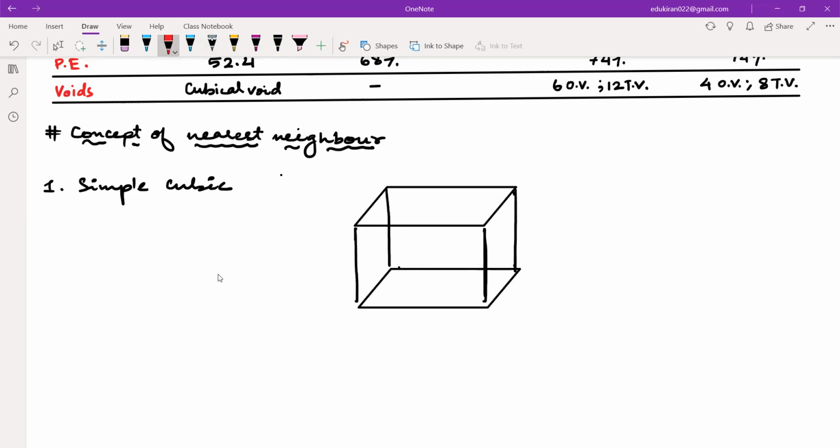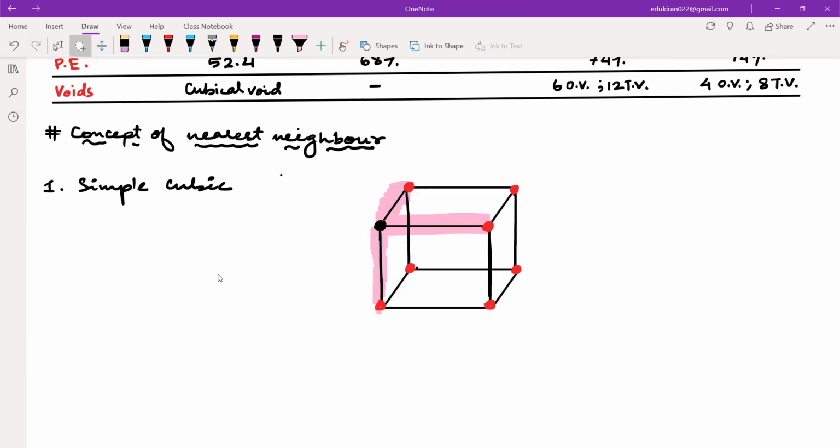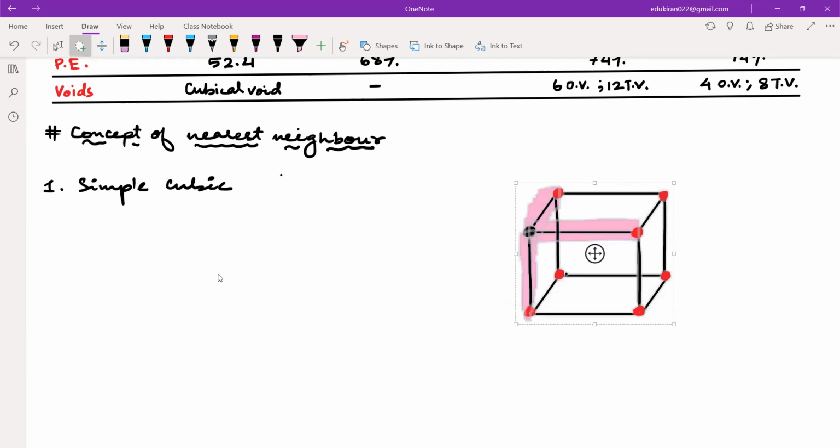In simple cubic, we have atoms in all the corners only, right? Yes or no? Yes. Okay. So let us take this black atom here. There are 3 neighbors to it: a neighbor here, this neighbor, and the neighbor which is downside. All of these are how much distance away from the black atom? A distance away from the black atom, right? Yes. So this is the first nearest neighbor, or you can write it as the nearest neighbor.